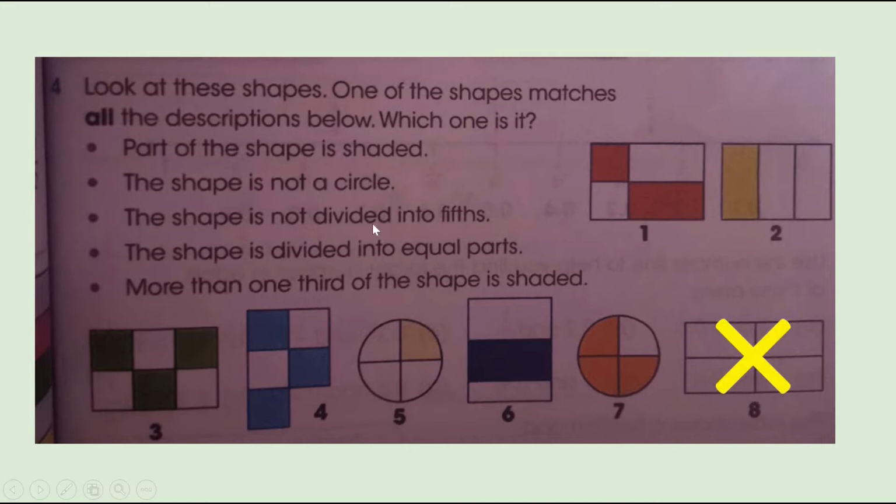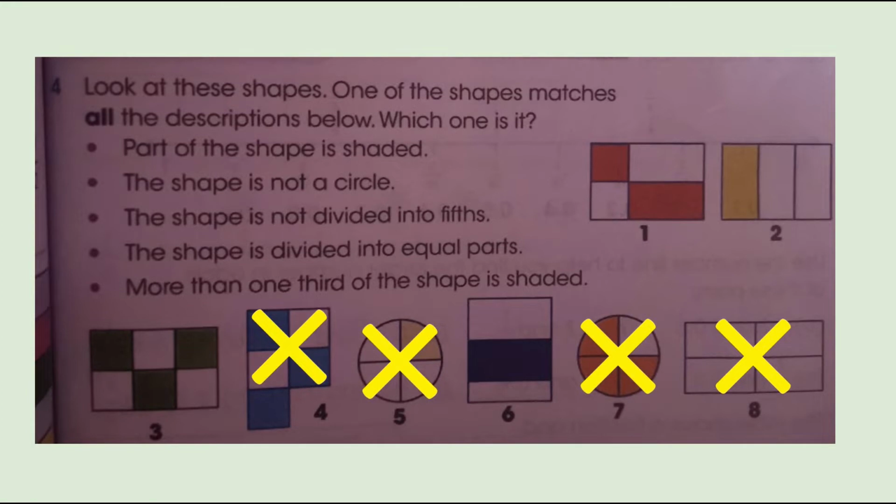The shape is not divided into fifths. Now, if we notice, 4 is divided into 5 parts. 1, 2, 3, 4, 5. So it doesn't match our description here, and we know it's not our answer. The shape is not a circle, so we know 5 and 7 are not our answers as well. The shape is divided into equal parts, so we need our shape to be divided into equal parts, so we know number 1 and number 6 is not the answer because they are not divided into equal parts.